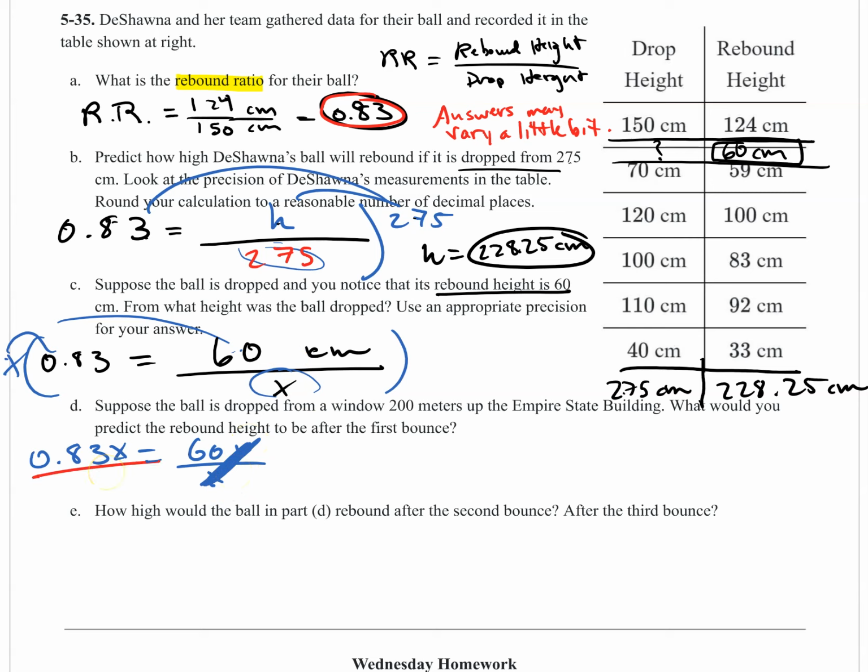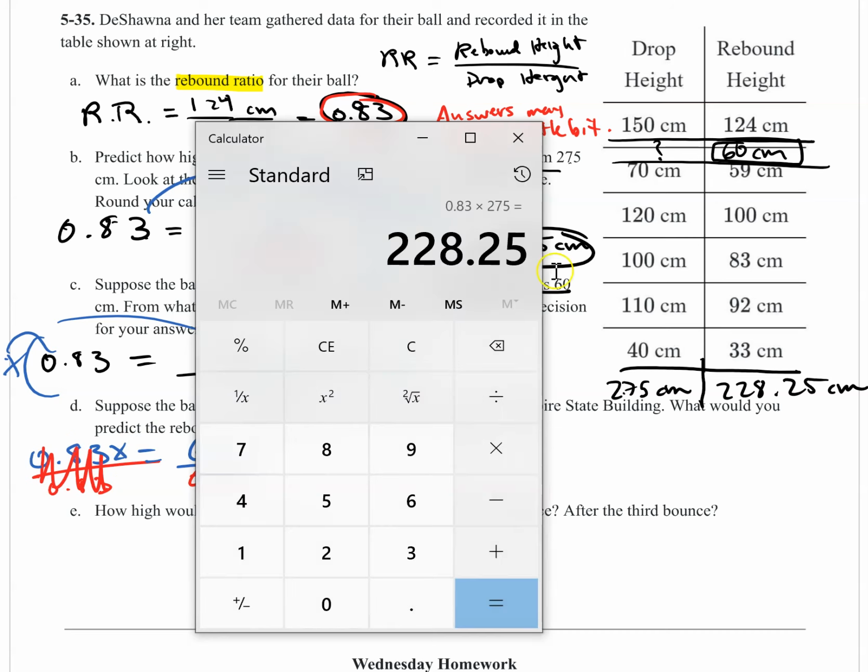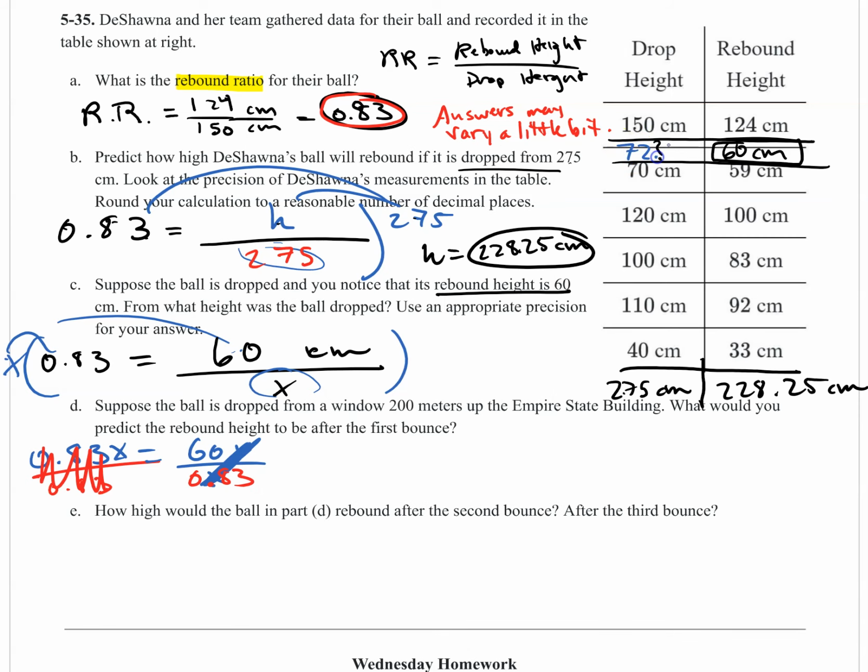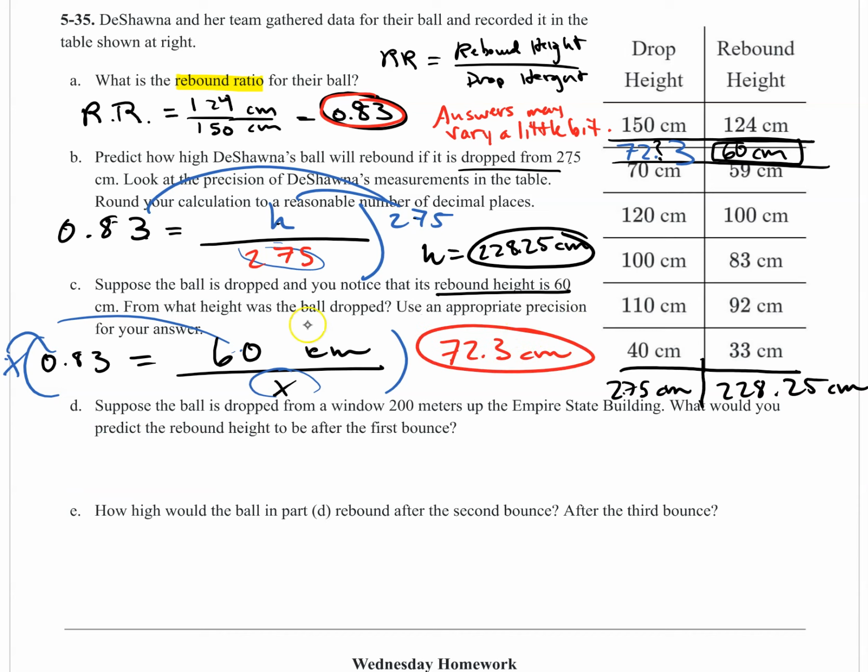And divide both sides by 0.83. And x equals 60 divided by 0.83, which is 72.3. Okay, so that is 72.3 centimeters. It says use appropriate precision. You can see that none of these have decimals in them. So I think what they want you to do is round this to the nearest whole number. Like you would just round down to 72 here.